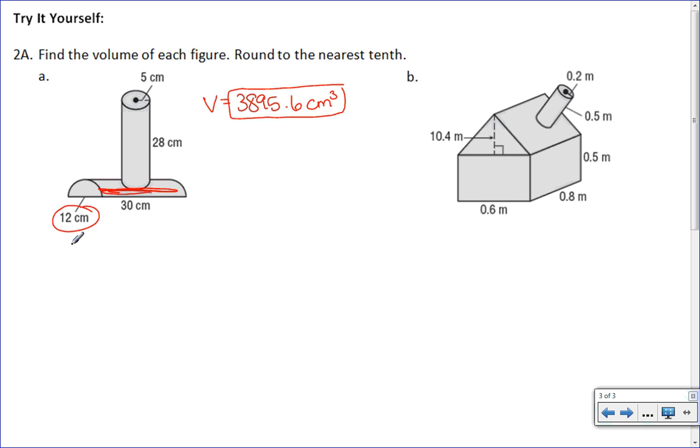Also, notice that this is the diameter. So when you plug that into the formula, you cannot put in 12 because the formula uses the radius. So if you didn't get this answer, those would be some things to check to make sure that you had those correct. For part B, you should get a volume of approximately 2.8 cubic meters.